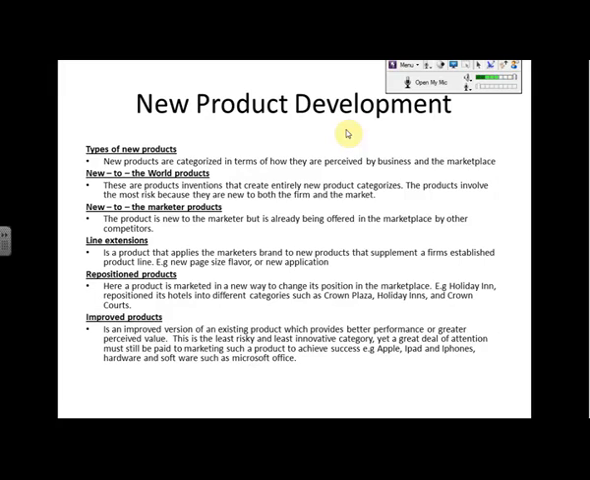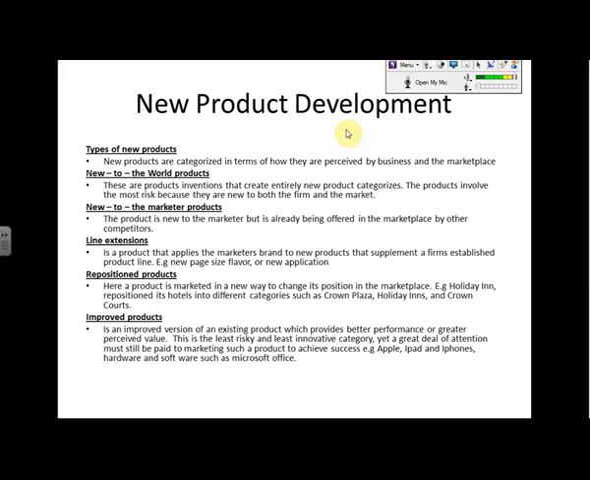The next one is what is known as line extensions. This is a product that applies the marketer's brand to new products that supplement a firm's established product line. For example, a new page size, flavor or a new application, right? So it's basically an extension of what is already there.